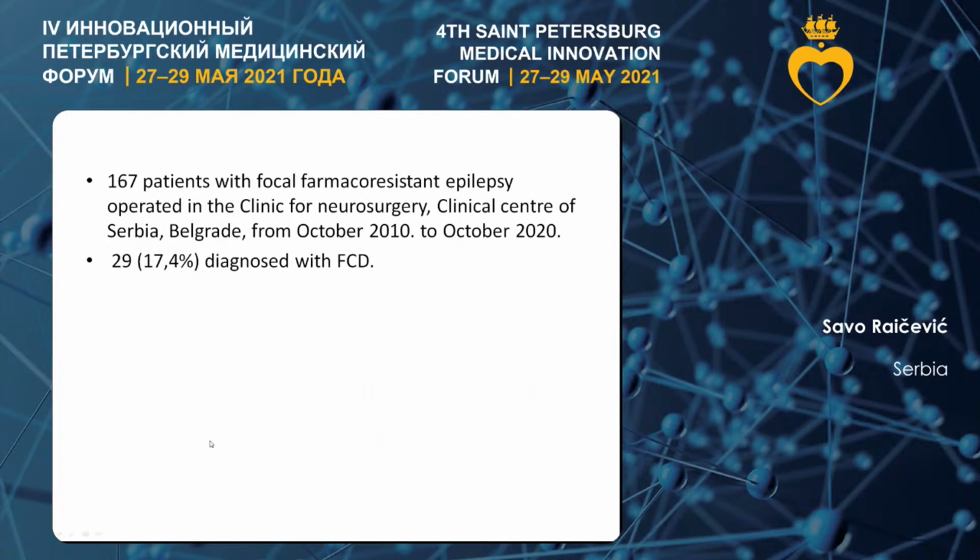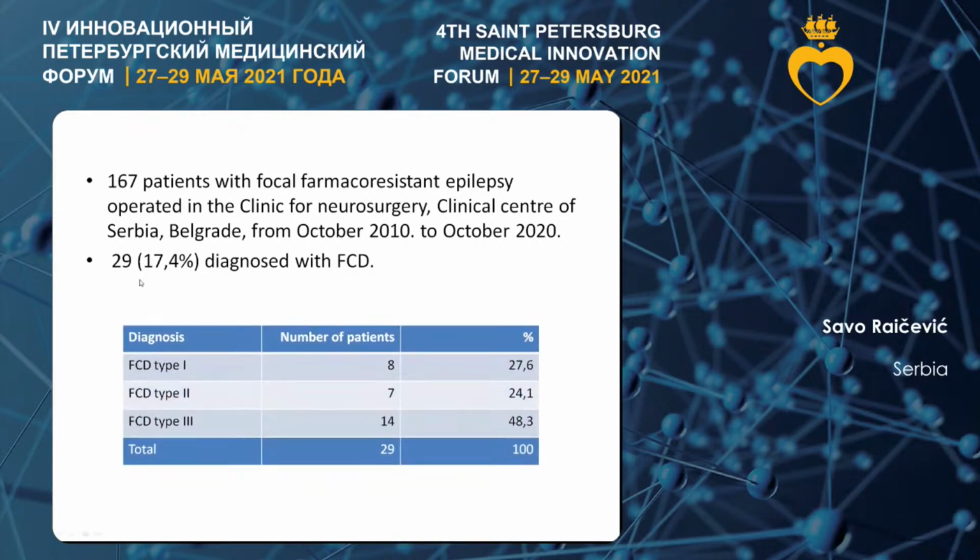In our series of 167 patients in a 10-year period, 29 were diagnosed with focal cortical dysplasia. And the most common type, almost half of cases, was focal cortical dysplasia type 3, so associated with some other lesion. Most often it was hippocampal sclerosis, and some were associated with tumors.